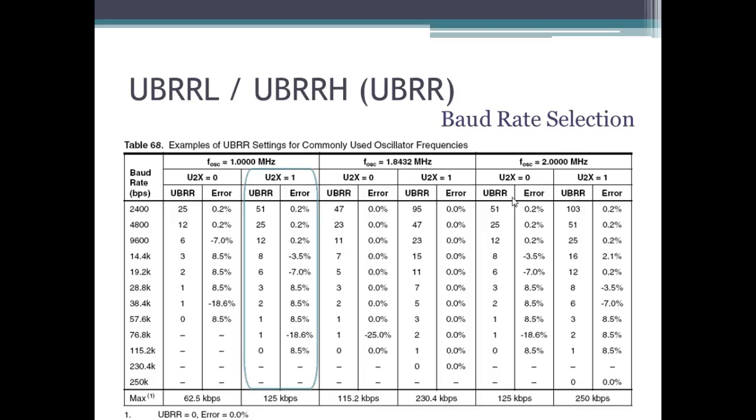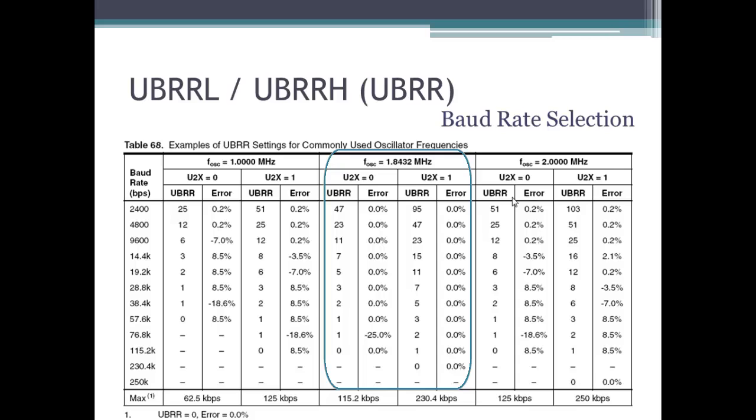Now, if you instead use double speed mode, where U2X is 1, you can load a value of 12 into the UBRR for a 9600 baud rate, and the percent error drops dramatically to only 0.2%. It's only 0.2% higher than your target 9600 bits per second.